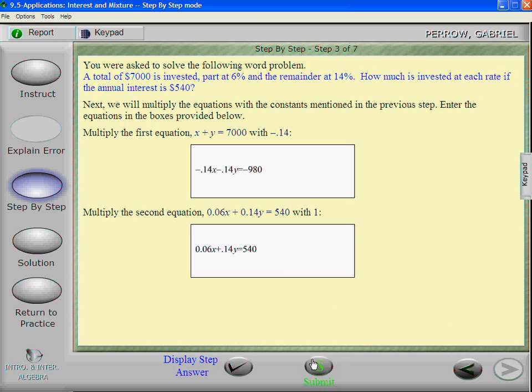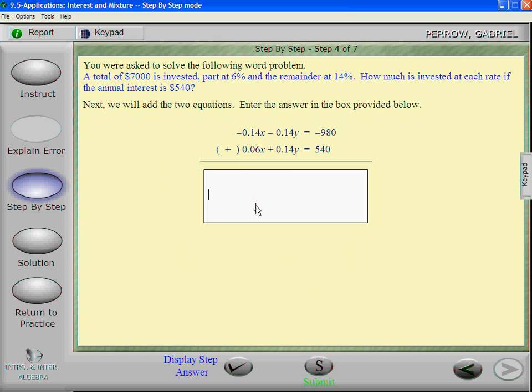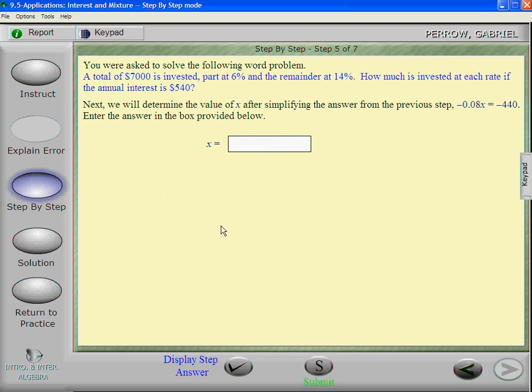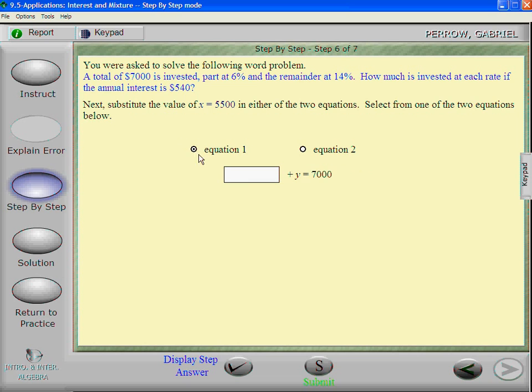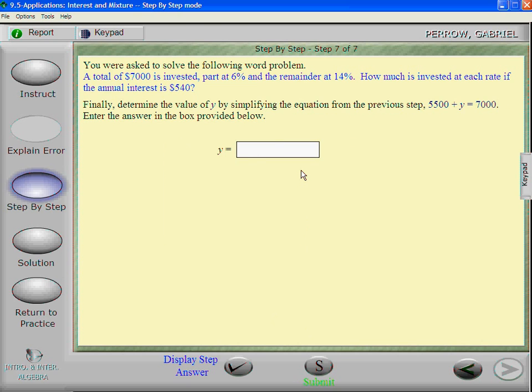Okay, so I just typed them all out. Multiplied with the negative 0.14 factor on the top. Then I got to add the columns up. Negative 0.08x. Middle column cancels. That should equal negative 440. And then divide by negative 0.08. You should get 5,500 for x. And when you plug that back into one of the equations, probably this one here is the easiest, you're going to get 1,500 for the y value.